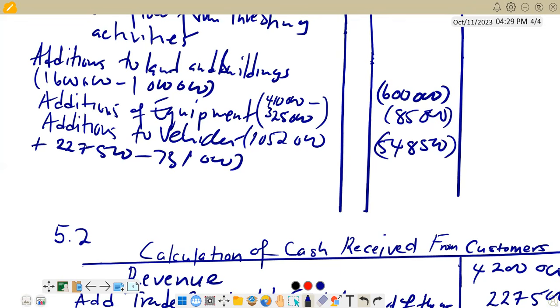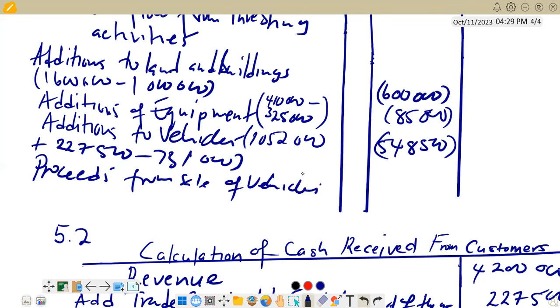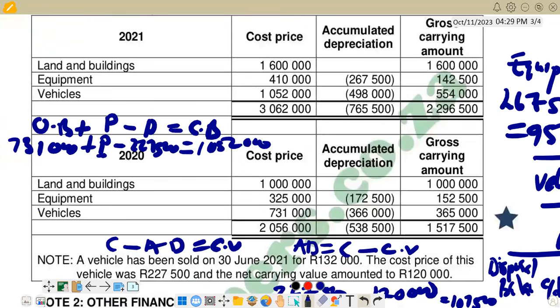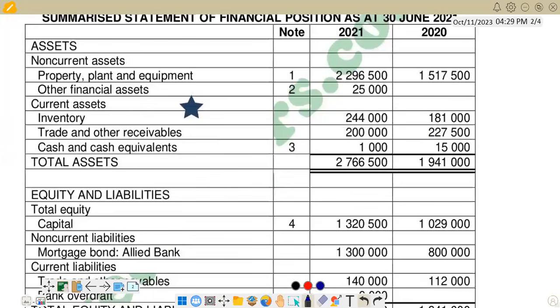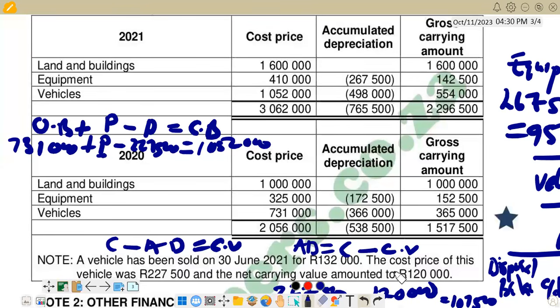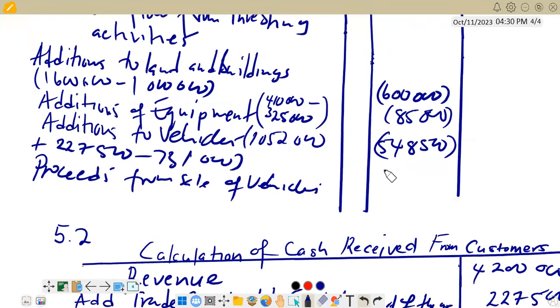And also we have got proceeds from sale of vehicles, the one that was disposed. How much did we receive? Proceeds from sale of vehicles. So this one, you can find it in the question there again, in that explanation there. We are told that it was sold for 132,000. So 132,000 is the one that we received. So we are going to put that one, 132,000. This one we are receiving, so we show it as a credit.